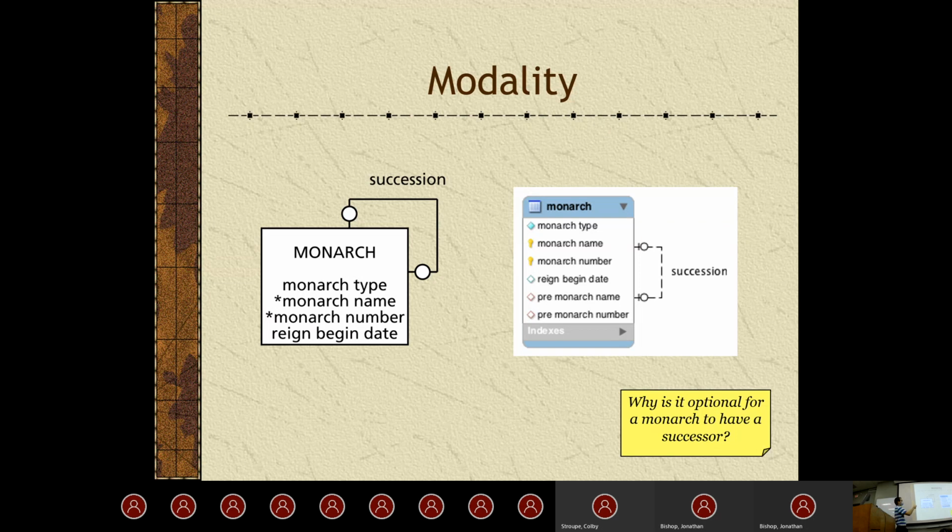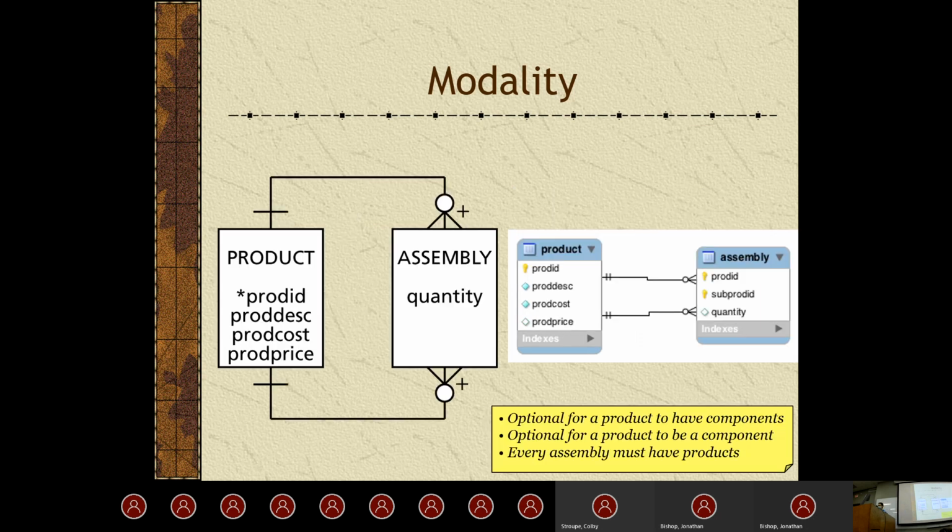So the monarch is succeeded by 0 to 1 people. Then, of course, the monarchy succeeds 0 to 1 person as well. So that's what we're saying here, is that for each of these things, we don't have to have one before, we don't have to have one after. We probably would in most cases, but we want to make sure that our model correctly identifies all cases.